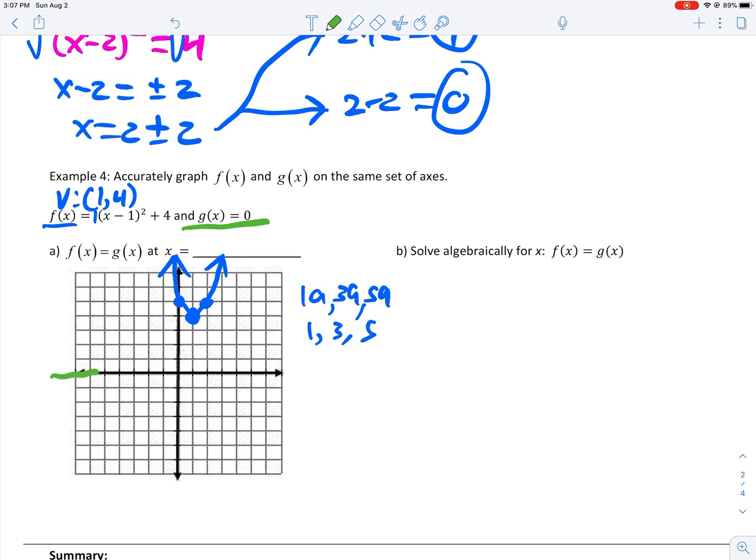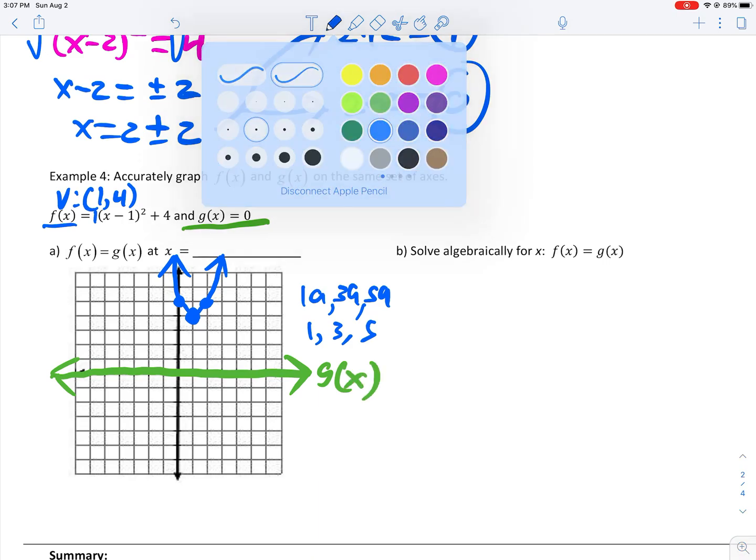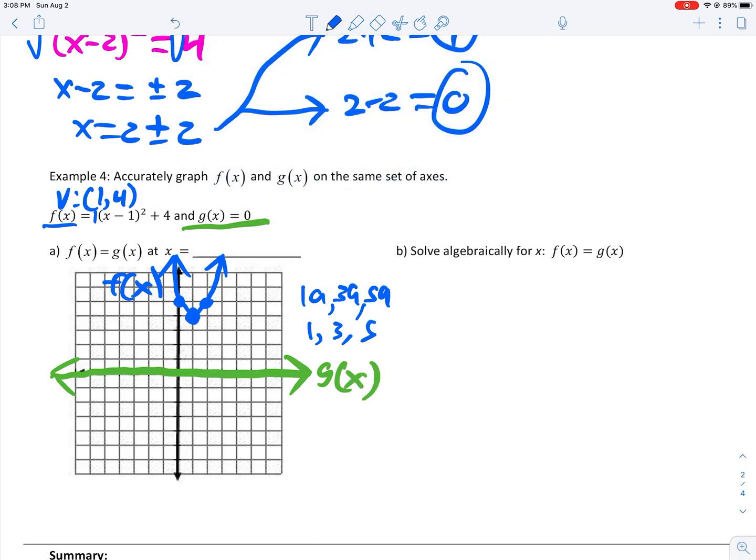Now we're going to do our linear function, which is a line at 0. So there we go, there's g of x. This was f of x. It says where are they equal. When I ask you where are two functions equal, graphically that means where do they intersect? Well, they don't intersect anywhere. So they don't have a solution.